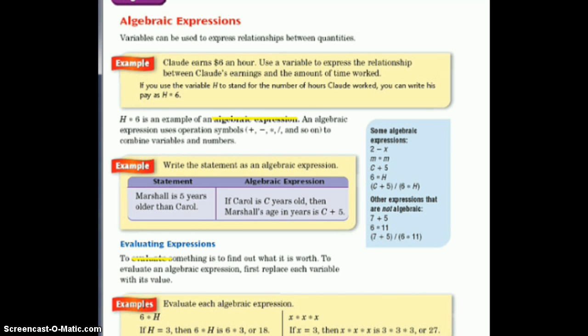Evaluating expressions. To evaluate something is to find out what it is worth. To evaluate an algebraic expression, first replace each variable with its value. And we've done some of that. If we had the Claude algebraic expression, 6 times however many hours he worked, well, if he worked 3 hours, then he would make $18. So that's a little review of algebraic expressions, and that's what we're working on today.